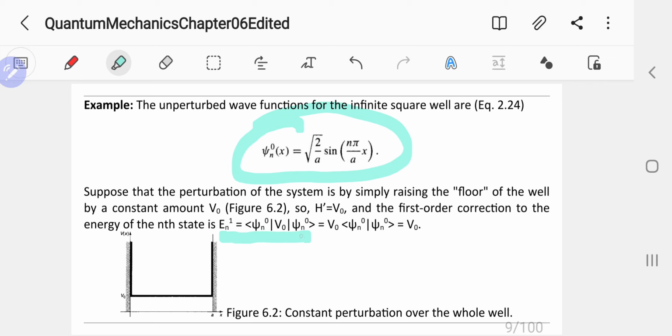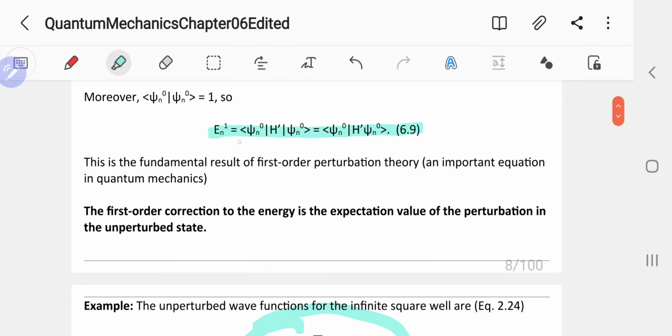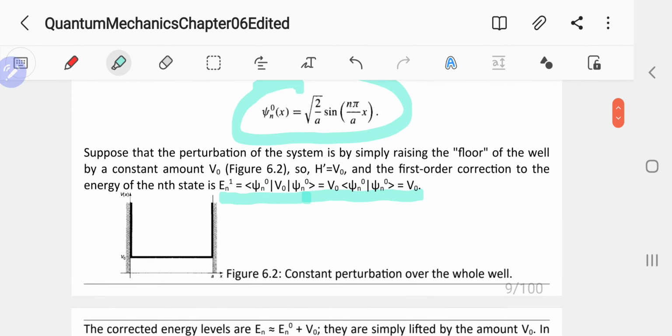So the first correction would just be V sub O. If we go back, this is just the formula, and our H prime there is just V sub O. But V sub O is a constant, so you can just take that out of the inner product, and the correction then is just this V sub O.